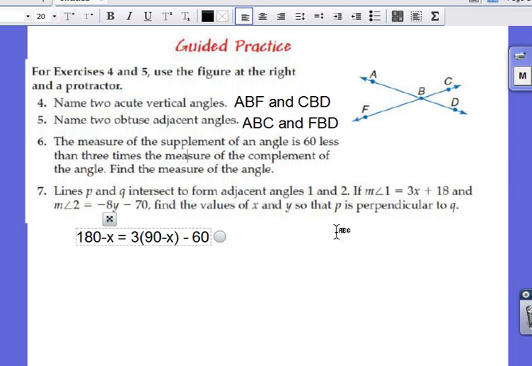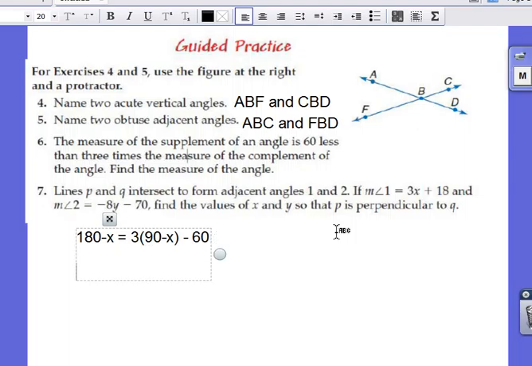Let's read it again just to be sure. The measure of the supplement of the angle is, means equal. So the measure of the supplement always means 180 minus, because supplements add up to 180. So if it's a supplement of the angle, that means it's 180 minus the angle. Is equal, and it says 60 less than. When you see less than, that means you're taking 60 out of, in this case, 3 times the measure of the complement of the angle. So the complement of that same angle would be 90 minus x. So let's see if this works out. Let's give it a whirl, as I say.